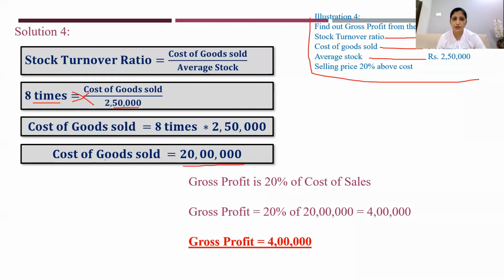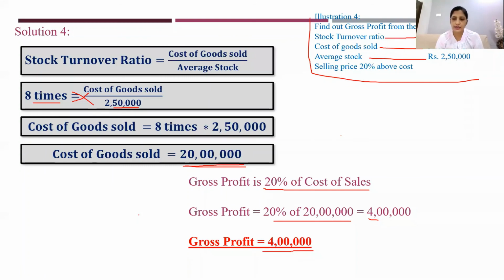Now we know cost of goods sold. Clear? Now here you see gross profit is 20% of cost of sales. Selling price 20% above cost is nothing but our gross profit. So 20% of cost of sales, cost of sales is 20 lakhs. So 20% of 20 lakhs is equal to 4 lakhs. So 4 lakhs is our gross profit. Understood this part?